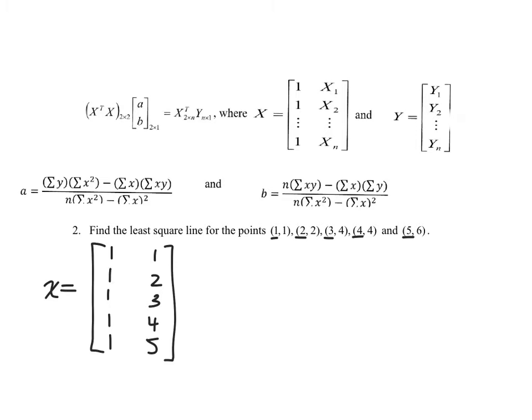I like to put the second column in first, because you don't always know how many ones you're supposed to put in until you put the corresponding X values. We don't have to actually write out what the X transpose is going to be, because the calculator can do that for us. We do need the Y's, but that's easy enough. Just a simple list of the Y values: 1, 2, 4, 4, and 6.